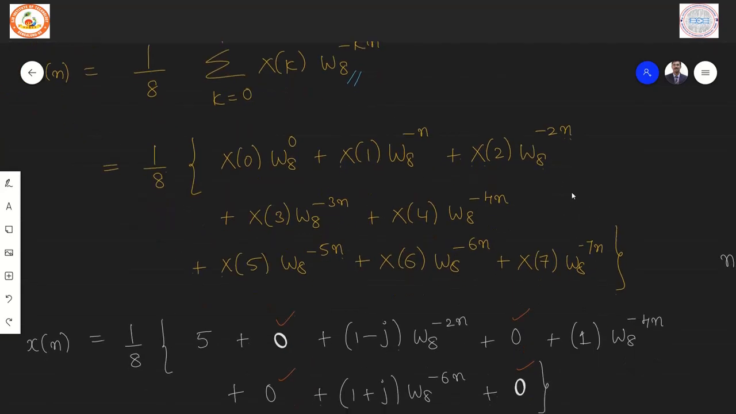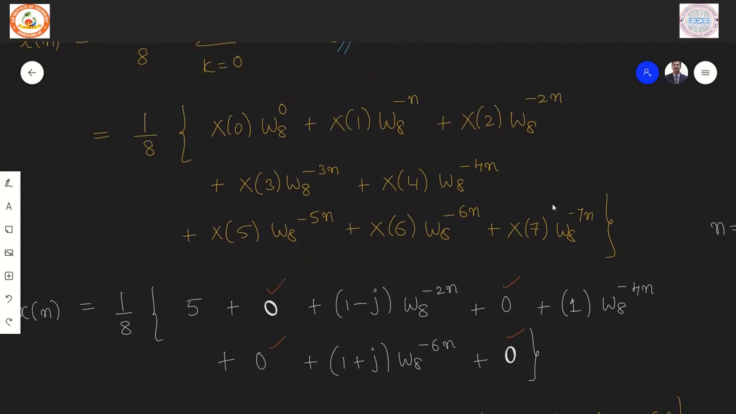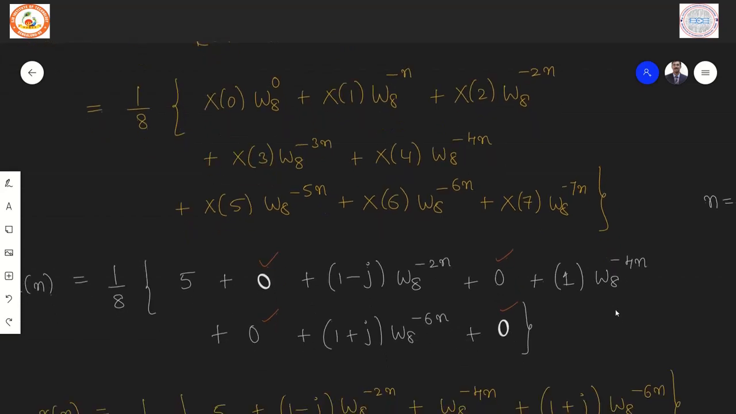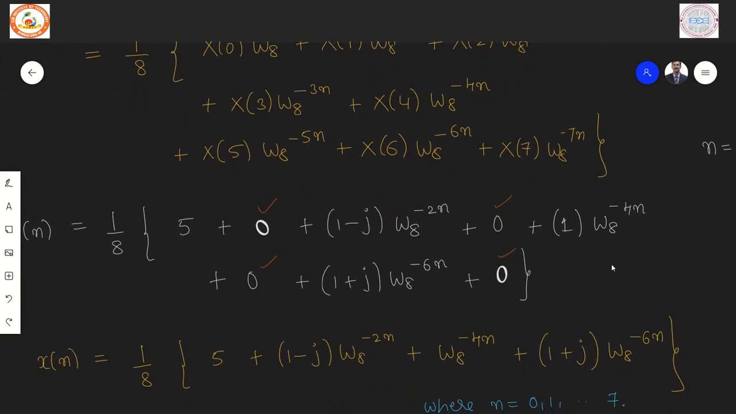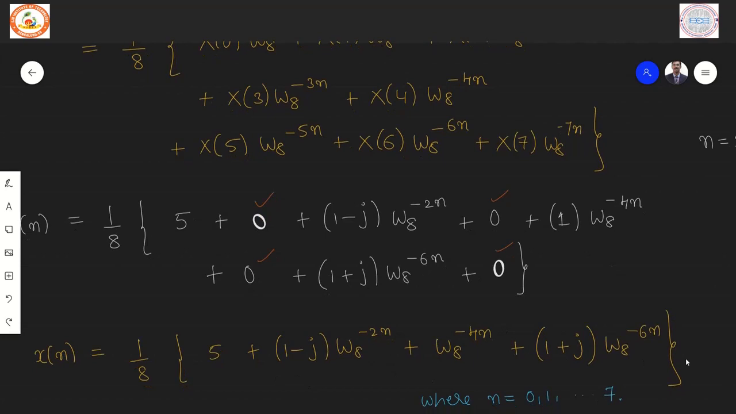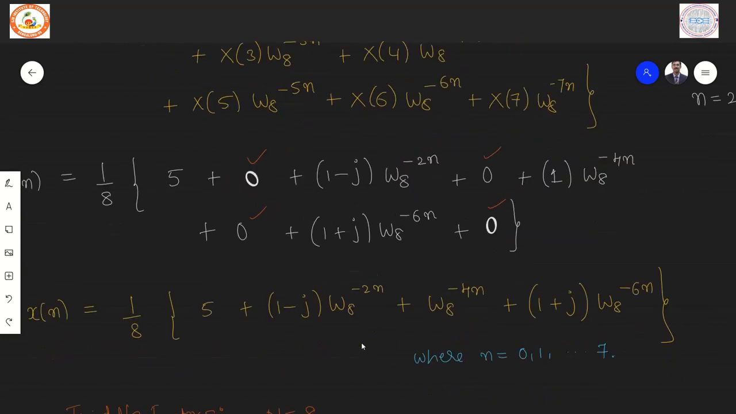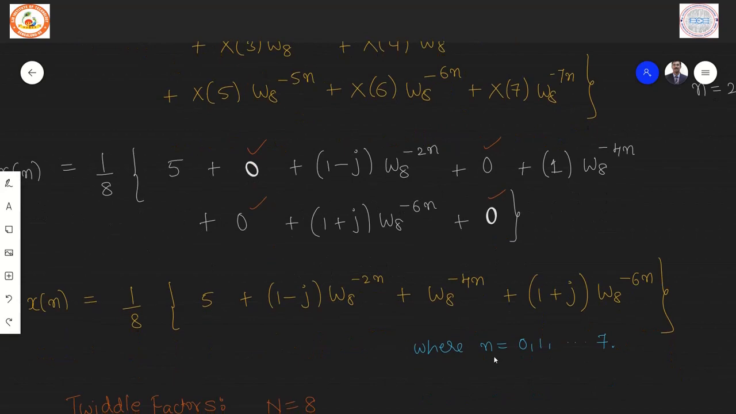Next step, let us substitute the inputs that we have. Fortunately for us, 4 of the inputs are zeros and these terms are eliminated. So we are left with 4 terms here and we have to simplify it, and you can write it in the form as shown here. Now to proceed further, we have to solve this for n value which is 0 to 7, that is totally 8 points.